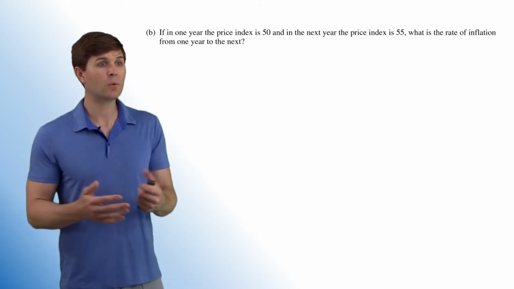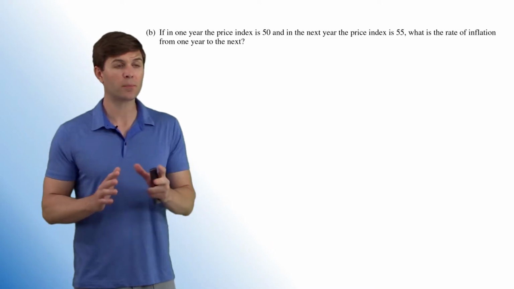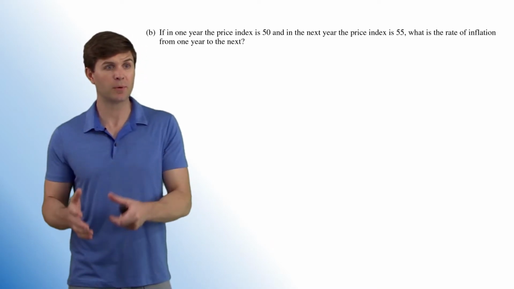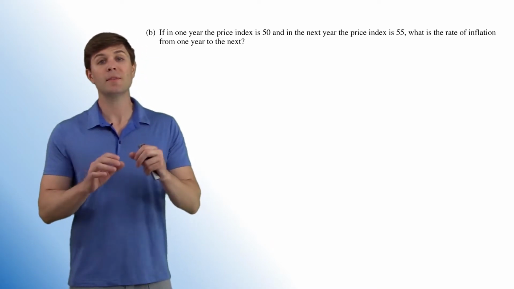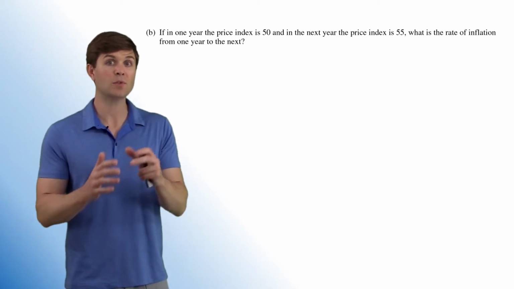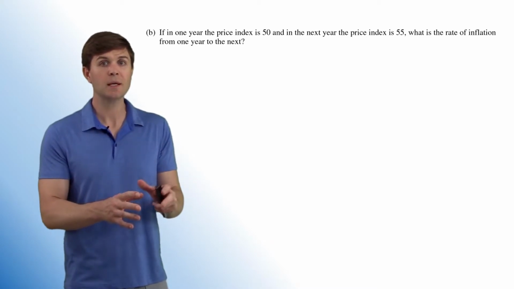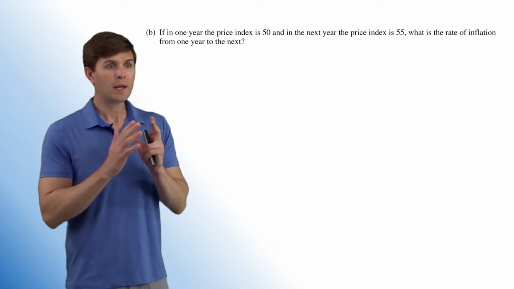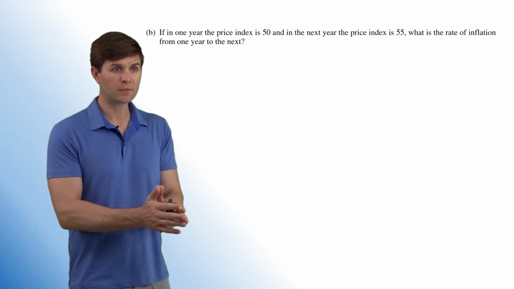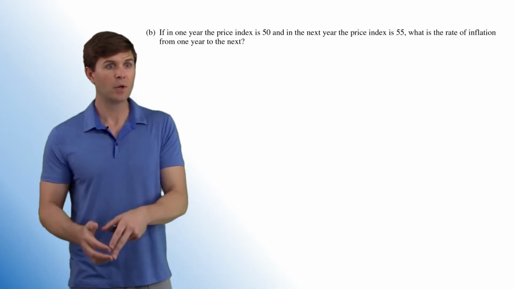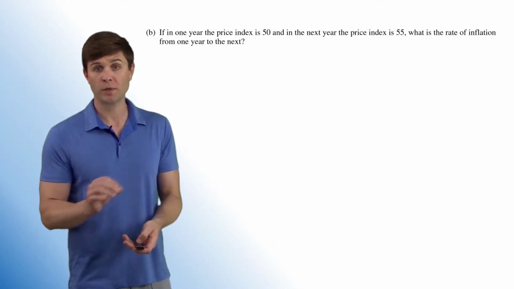Question B has us go on to if in one year the price index is 50 and in the next year the price index is 55. Now remember, this is separate from Part A. We're not using the values from the GDP to determine a deflator. In this case, we know our index is 50 and then 55. What is the rate of inflation from one year to the next?